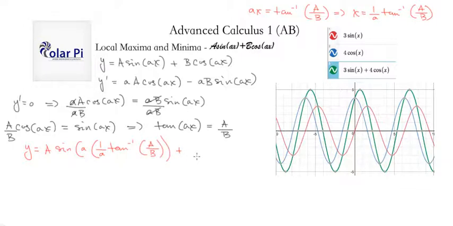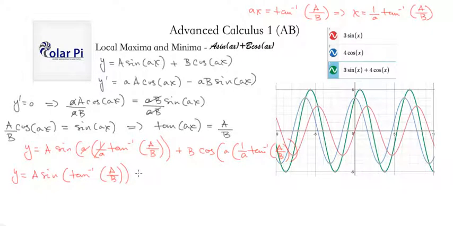And then plus B cosine of A times 1 over A tan inverse of capital A over B, which is X. Yeah? Cool. All right. Now, this expression for Y simplifies tremendously. First, we could write the following. A sine, this and this take care of each other. So just tan inverse of capital A over B.